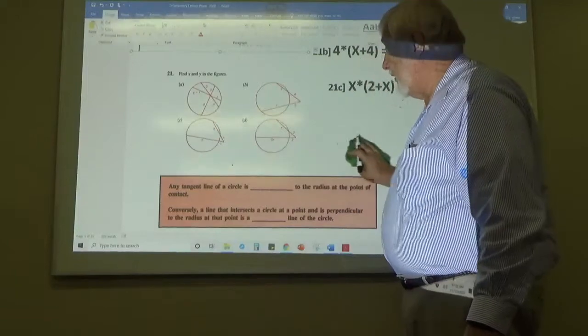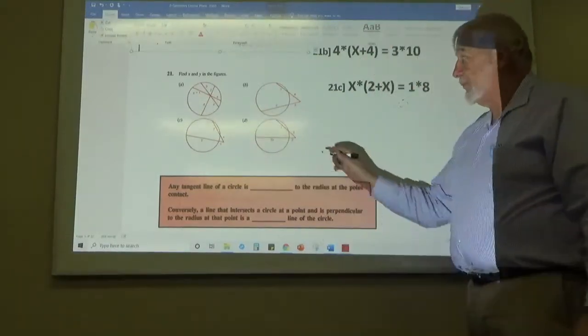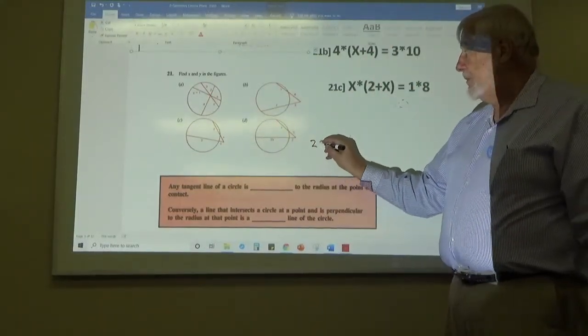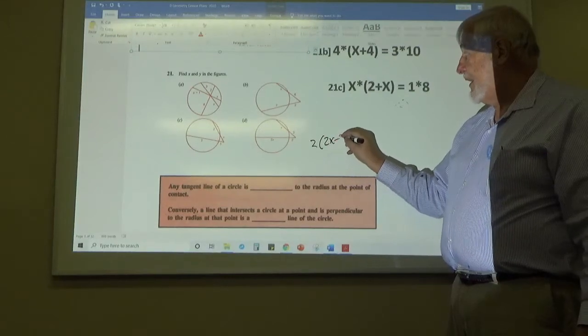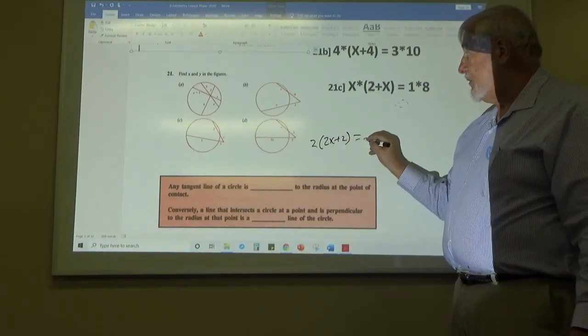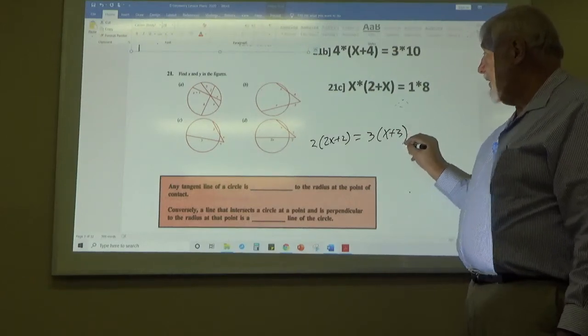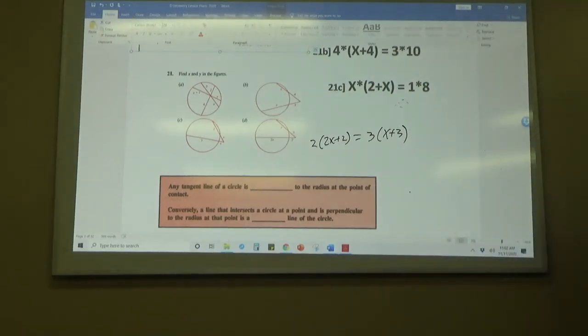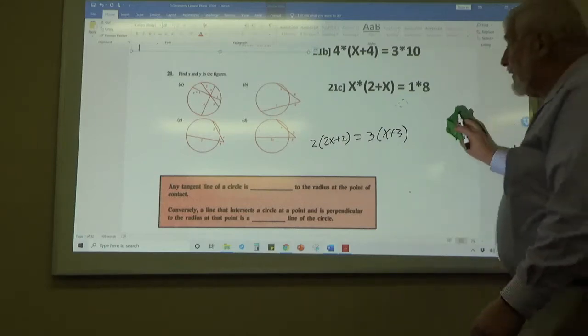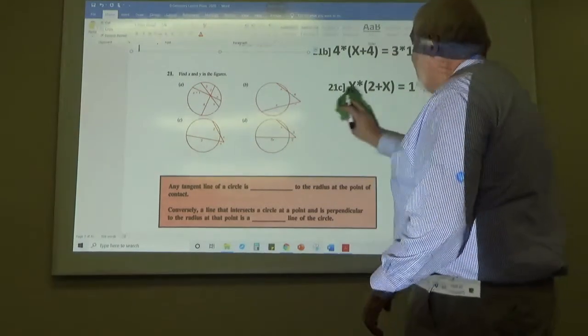All right, what about d? What do you see here? 2 times 2x plus 2 equals 3 times x plus 3. And there you have an algebra problem. Solve for x. You just distribute. Yeah, distribute and combine like terms. Okay. So now, let's go through what have we found.